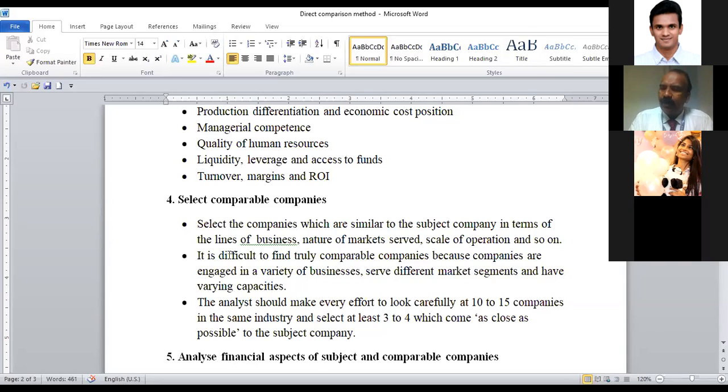We cannot compare company X with company Y in terms of market size and market operations. Companies at the same level need to be taken. So it is difficult to find truly comparable companies because companies are engaged in a variety of businesses, serve different market segments, and have varying capacities. Very difficult to find the same.